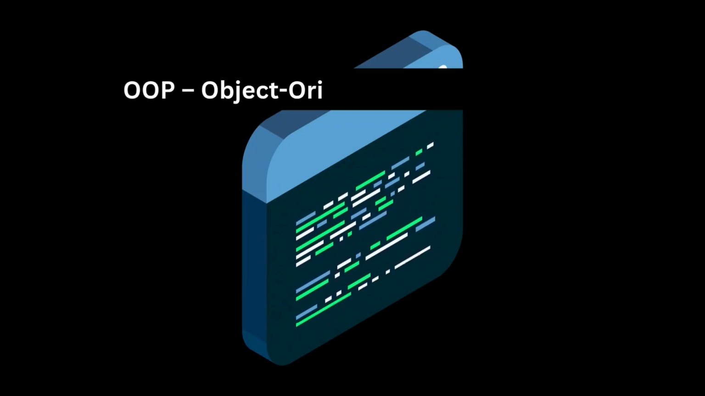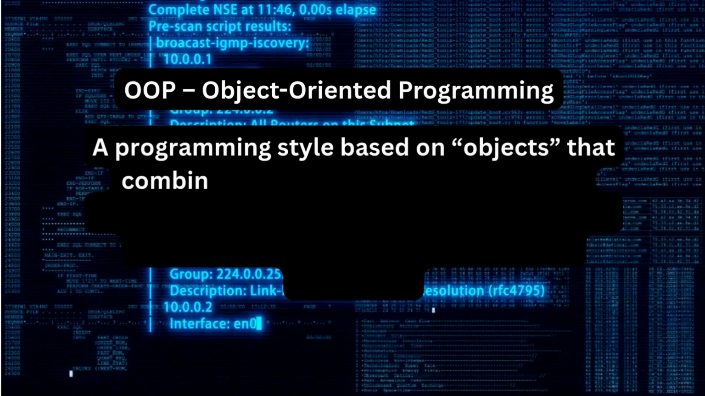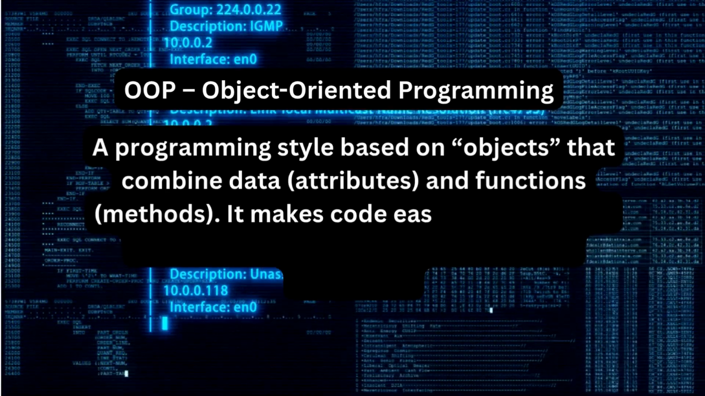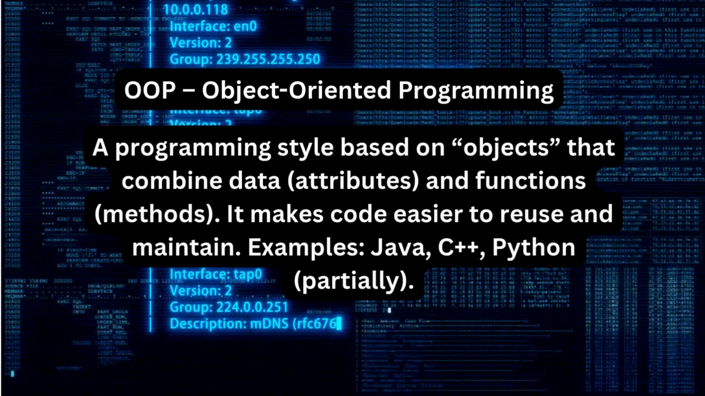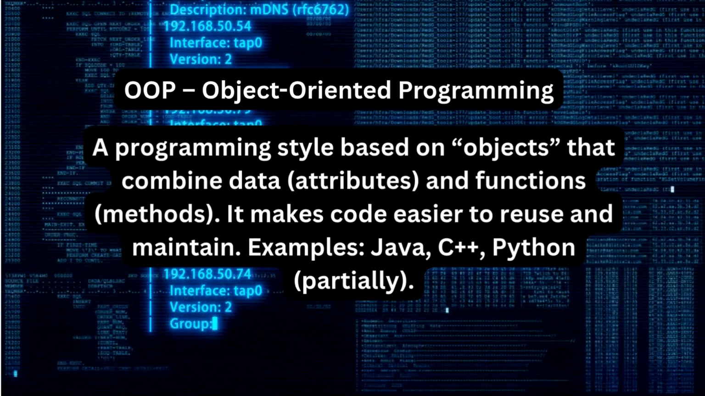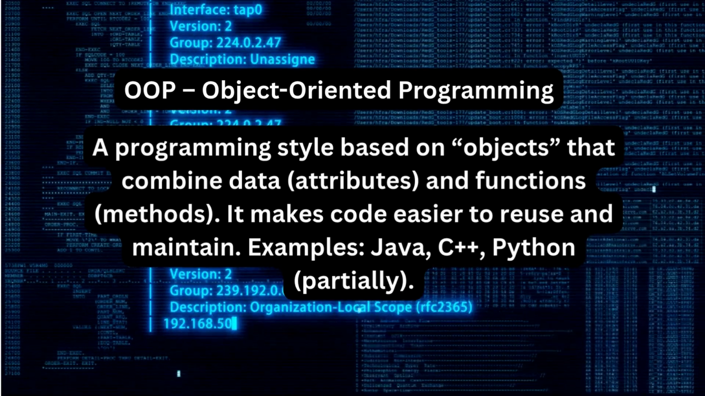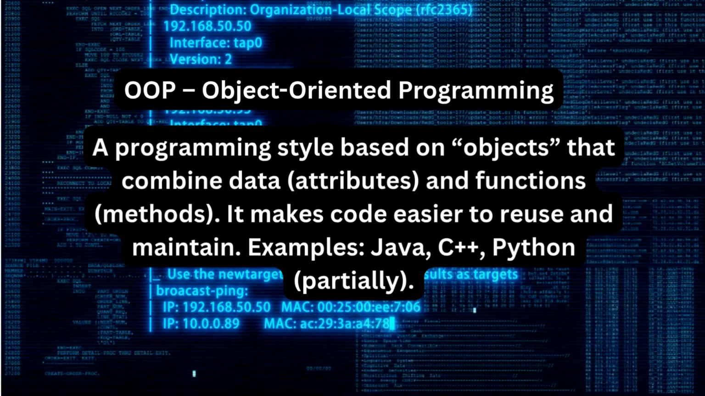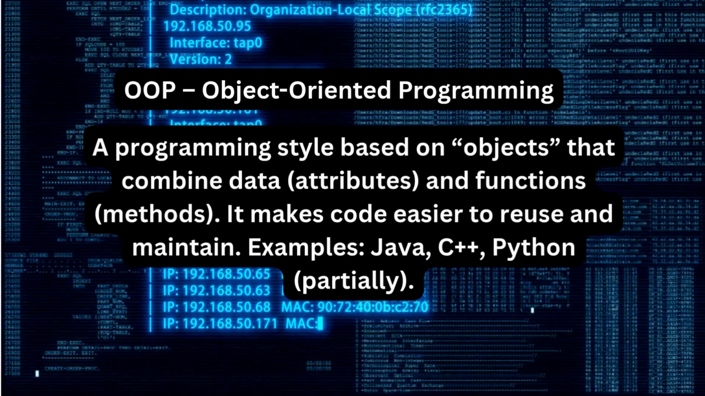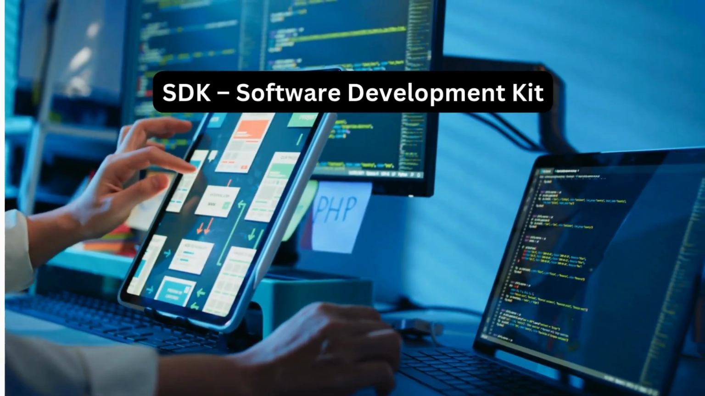OOP, Object-Oriented Programming. A programming style based on objects that combine data, attributes, and functions, methods. It makes code easier to reuse and maintain. Examples: Java, C++, Python, partially.